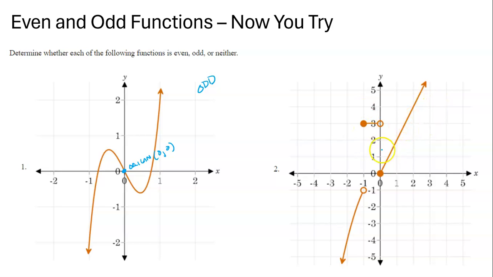Okay, this one is all manner of messed up. It's not symmetric about the y. It's not symmetric about the origin. There's nothing symmetric about this. So this is going to be neither.